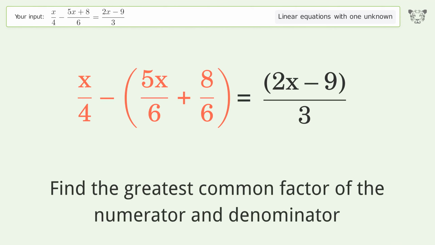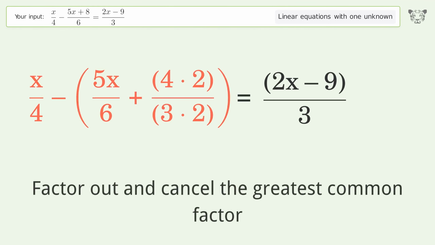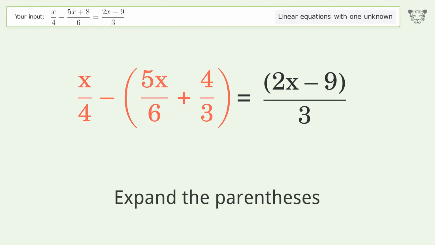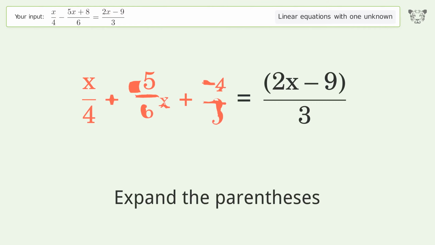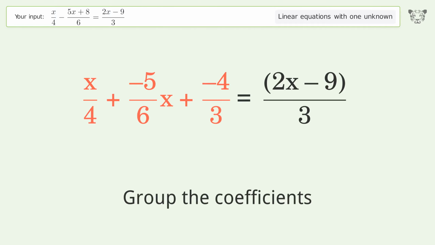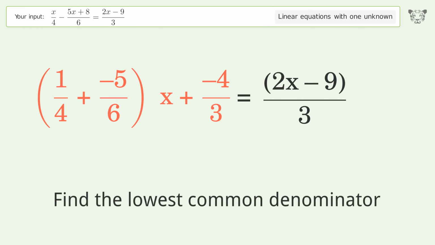Find the greatest common factor of the numerator and denominator. Factor out and cancel the greatest common factor. Expand the parentheses. Group the coefficients. Find the lowest common denominator.